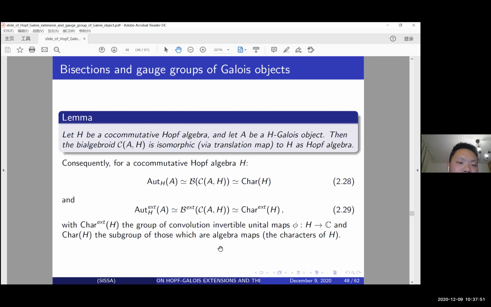Okay, and the next example is if H is a co-commutative Hopf algebra and A is a Galois object, then the bialgebroid is isomorphic to H as a Hopf algebra via the translation map. As a consequence, we have the gauge group isomorphic to the group of bisections, and it's also isomorphic to the group of characters on H. And also there is the same story for the extended gauge group, extended bisections and extended characters, where the extended characters mean the group of convolution invertible unit maps from H to C.